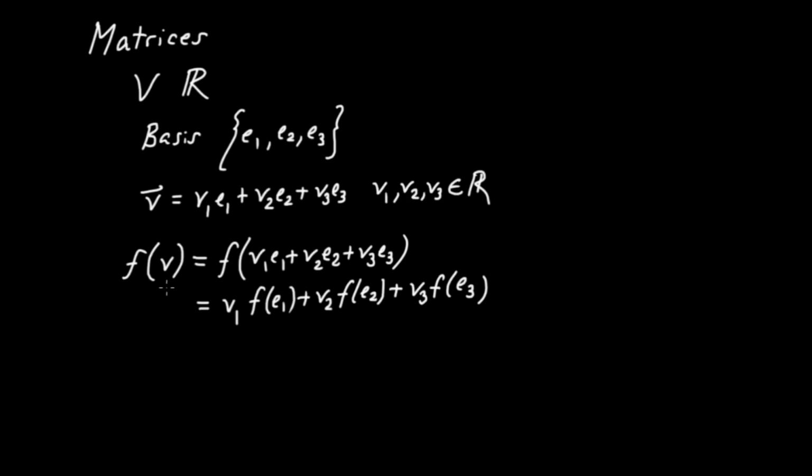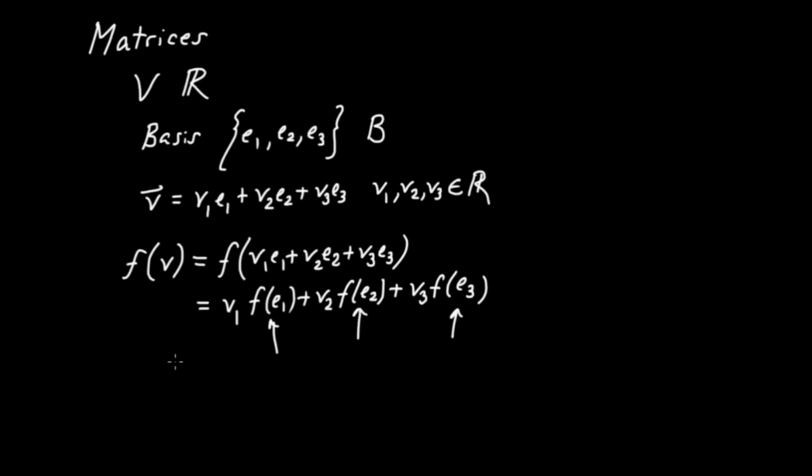If V is any arbitrary vector, V1, V2, V3 are just those scalars sitting out front of the three basis vectors. That is to say, the components of V in this basis. Let me call this basis B. The components of V in the basis B. But F of V can be calculated if we know how F acts on each one of these three basis vectors, irrespective of what the particular components of that vector are in this basis.